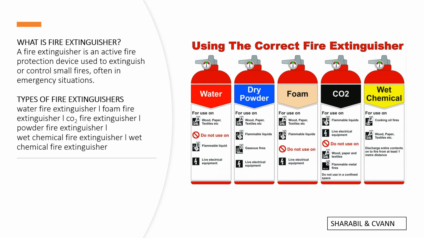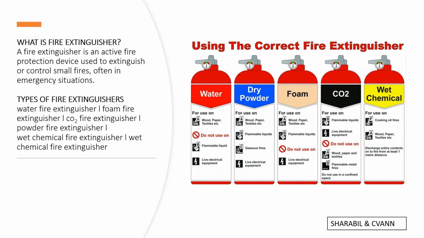So let's understand what fire extinguishers are. A fire extinguisher is simply known as an active fire protection device, which is used to control or extinguish small fires. Often, it is used in emergency situations. These are a few summary points about fire extinguishers.